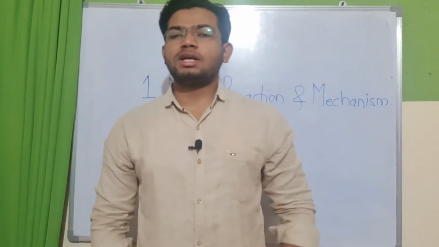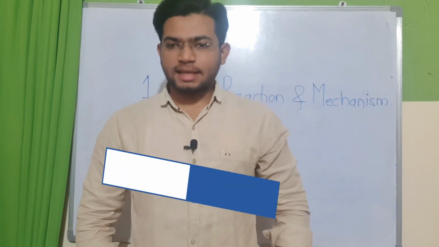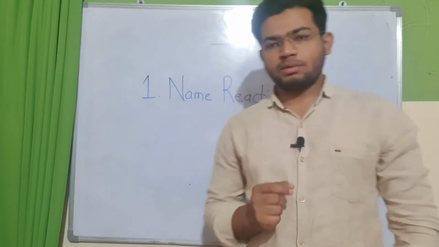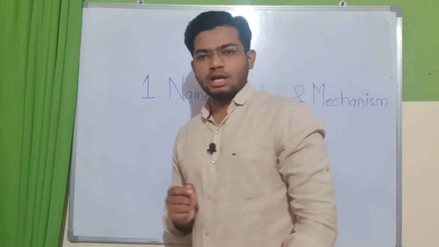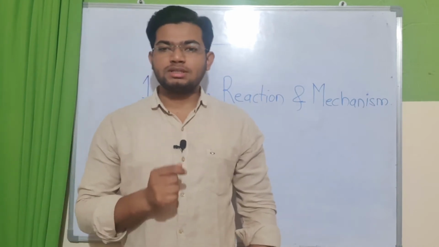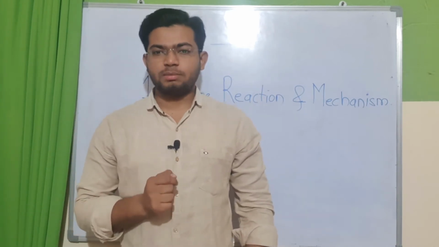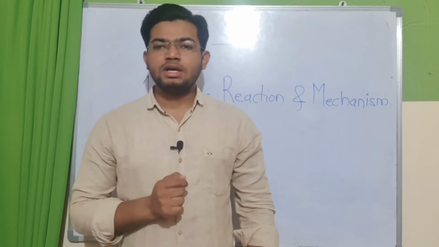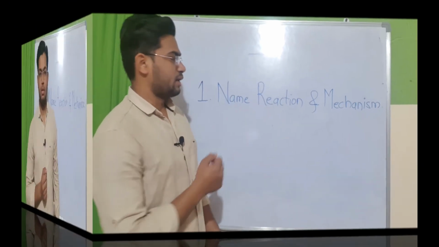Today I am going to start a new topic of class B.Sc second year. We know that B.Sc second year has two papers of chemistry, paper number 6 and paper number 7. So today I am going to start a topic from paper number 6, which is of organic plus inorganic chemistry, and the name of the topic is name reaction and mechanism.